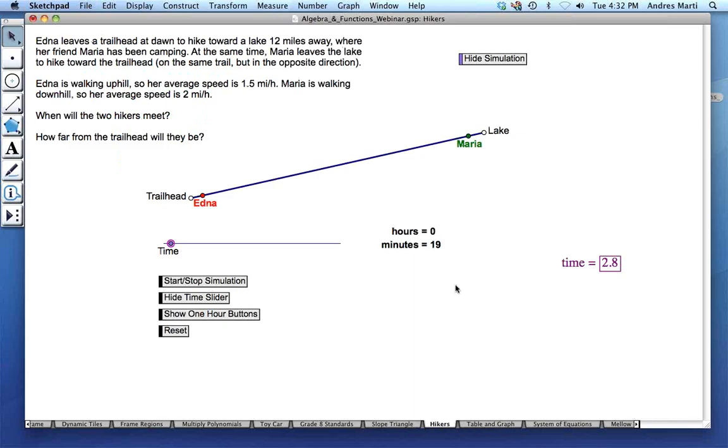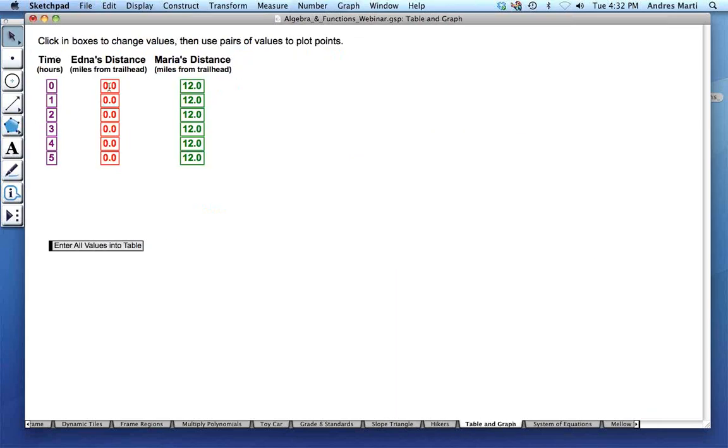But Edna's going uphill 1.5 miles per hour, so kids can figure out things like, what, at 1 hour she's at 1.5. Oops, that's not right, because at 0 hours she hasn't gone anywhere. But at 1 hour, she's gone 1.5 miles. And then at 2 hours, she's gone 3 miles, and so on.